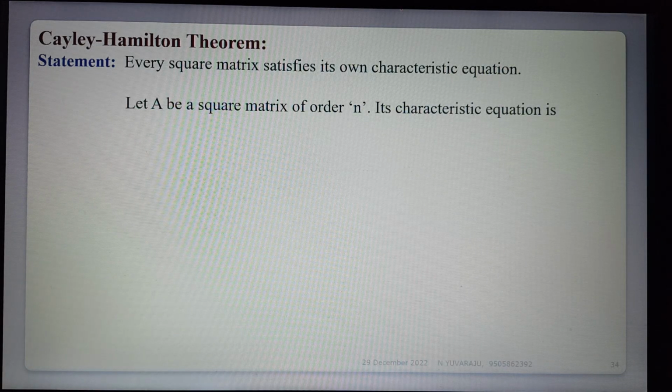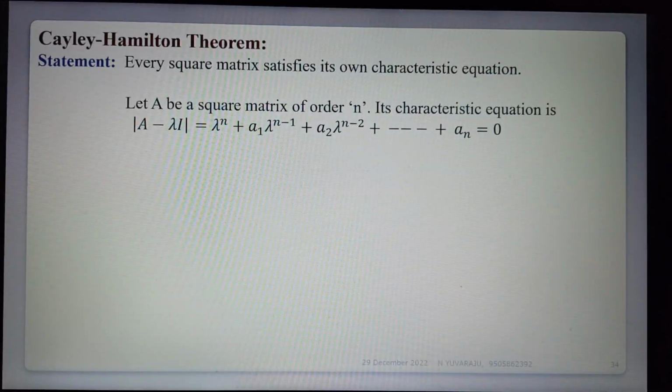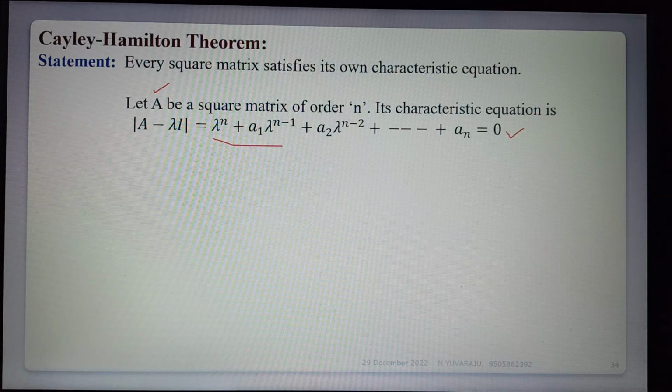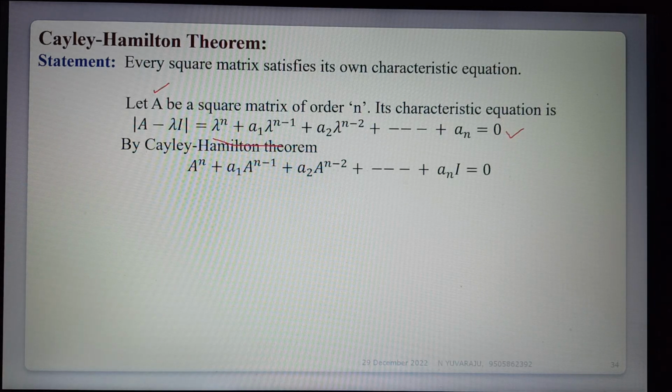Let A be a square matrix of order n. Its characteristic equation is determinant of A minus lambda I equals 0, that is lambda^n + A1 lambda^(n-1) + A2 lambda^(n-2) + ... + An = 0. By the Cayley-Hamilton theorem, the matrix A satisfies this equation, which means replacing lambda by A and the constant term by the unit matrix I: A^n + A1 A^(n-1) + A2 A^(n-2) + ... + An I = 0 matrix. So this is the Cayley-Hamilton theorem.